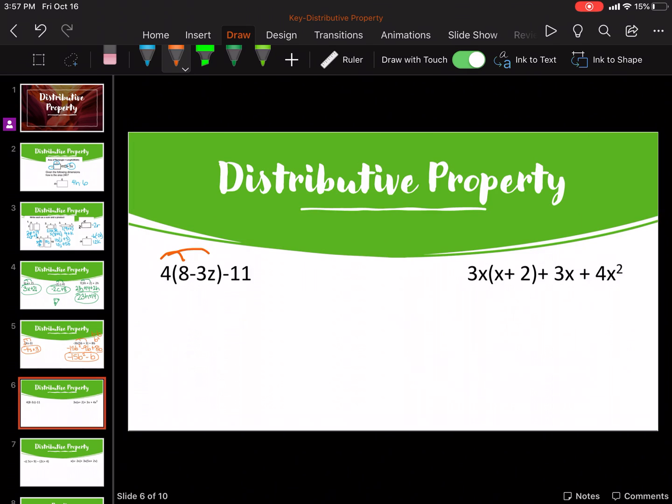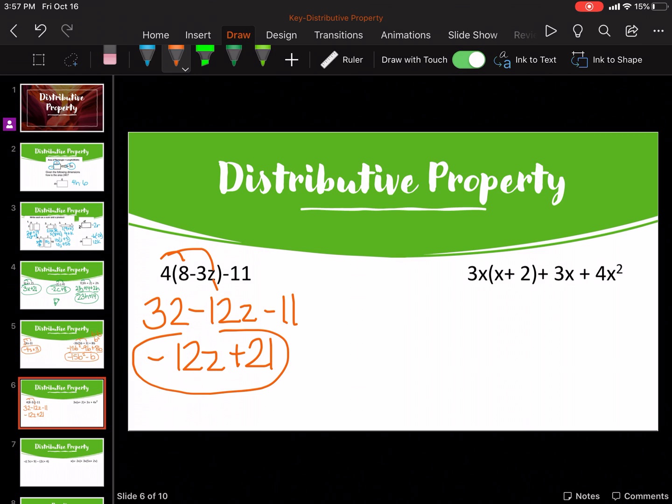For this one, we're going to distribute the 4. So 4 times 8 is 32. 4 times negative 3z is going to be negative 12z minus 11, combine like terms. So negative 12z plus 21. Okay, try this one and come back and check.